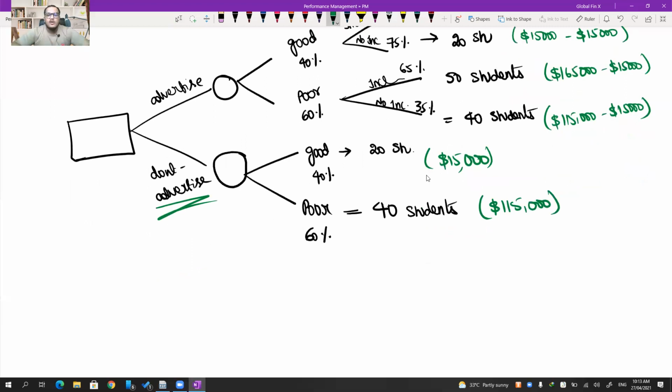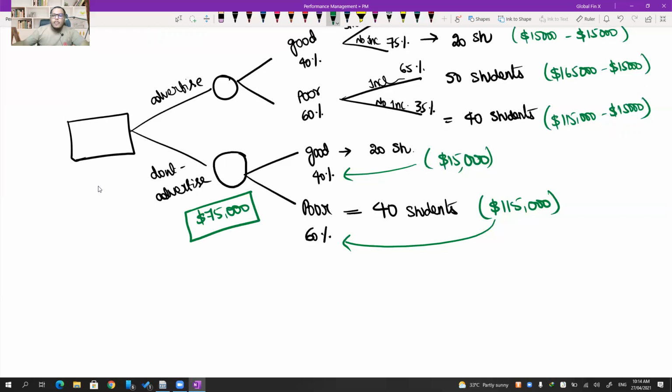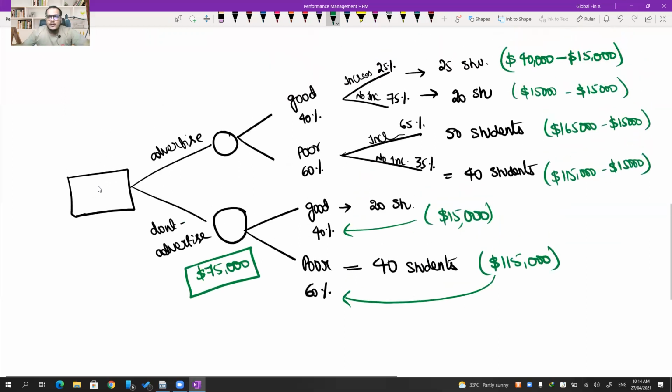Okay. So from here onwards, it's pretty straightforward. Now, the value at each node can be calculated based on the predicted values or the probabilities, whatever I want to call it. So 15,000 probability is 40%, 115,000 probability is 60%. So 15,000 into 40% plus 115,000 into 60%. That's 75,000 without advertisement. Expected value without advertisement is 75,000. And then with advertisement, again, I'll have to find out at different points.